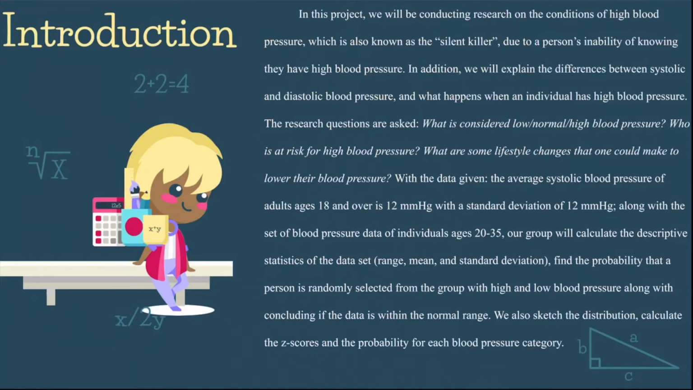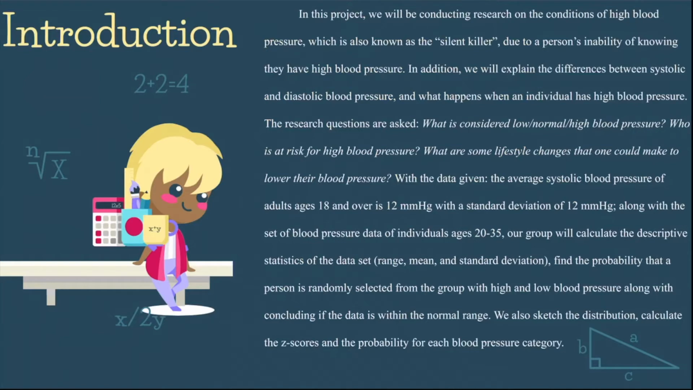In this project, we will be conducting research on the conditions of high blood pressure, which is also known as the silent killer, due to a person's inability of knowing they have high blood pressure. In addition, we will explain the differences between systolic and diastolic blood pressure and what happens when an individual has high blood pressure.